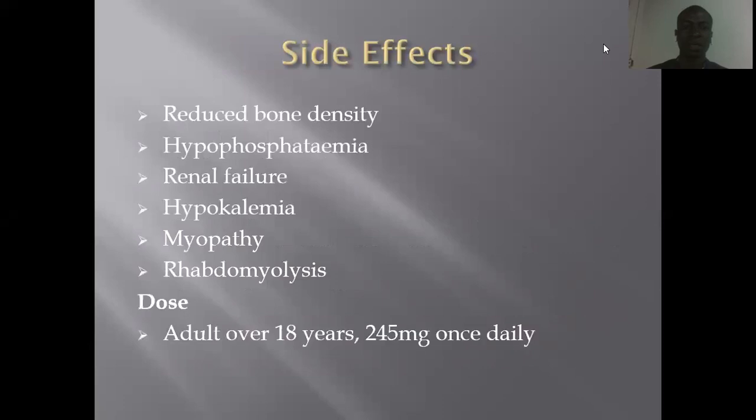Also breastfeeding. Side effects: reduced bone mineral density, hypophosphatemia, renal failure, which means it affects the white blood cells and the red blood cells because it reduces the bone marrow density. And also hypokalemia, myopathy. Dose for adults over 18 years, we give 245 milligrams once daily.